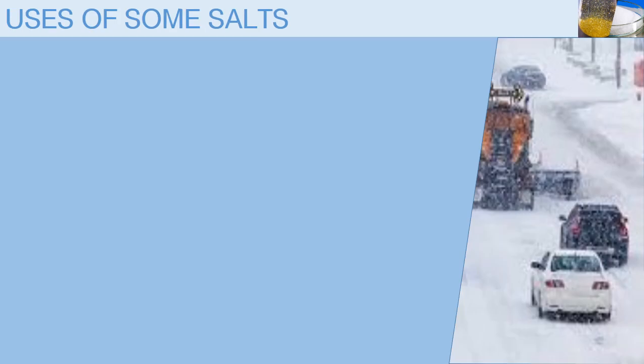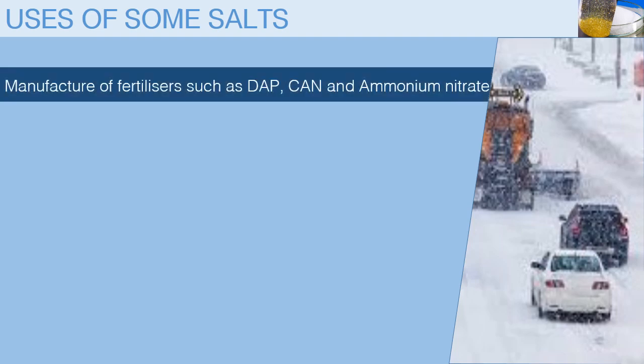The knowledge of salts is very important in our daily lives. Some of the uses of salts are in the manufacture of fertilizers such as DAP, which is diammonium phosphate, calcium ammonium nitrate, which is CAN, and ammonium nitrate fertilizers. As you know, fertilizers are very important because they help in agriculture and food production.